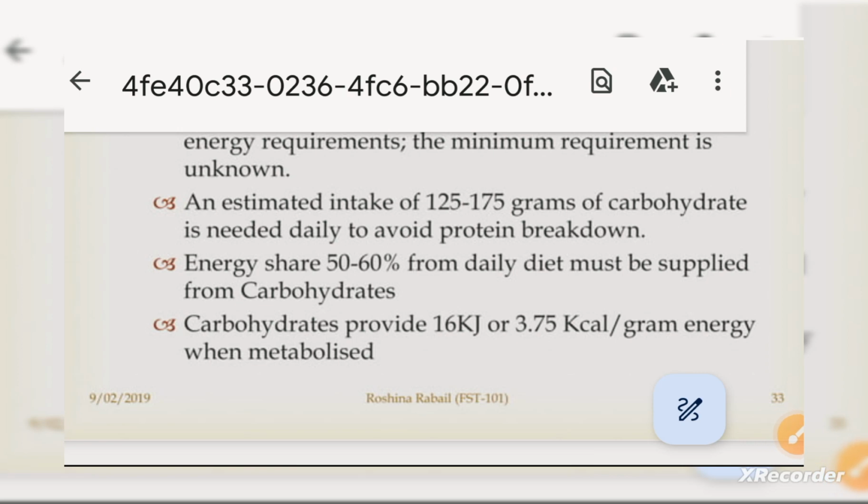Carbohydrate provides 16 kilojoules or 3.75 kilocalories of energy per gram. One gram of carbohydrate provides about 4 calories per gram.